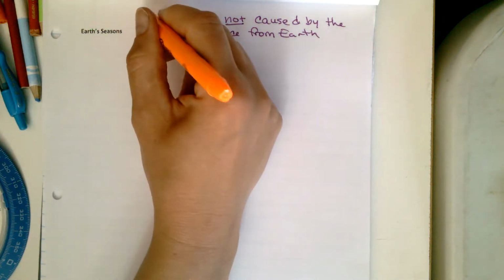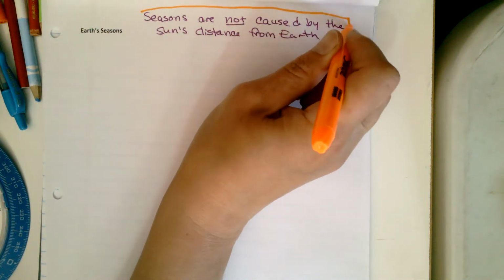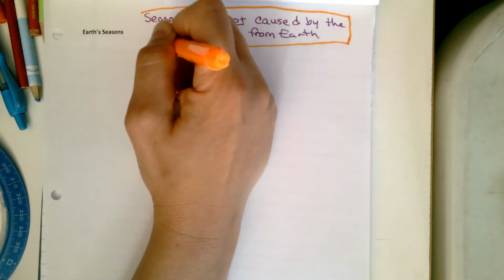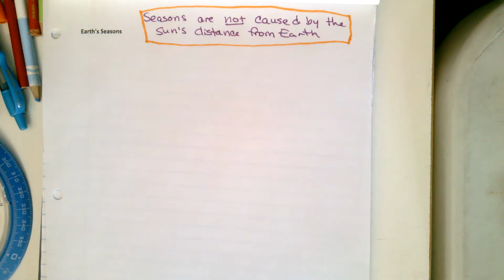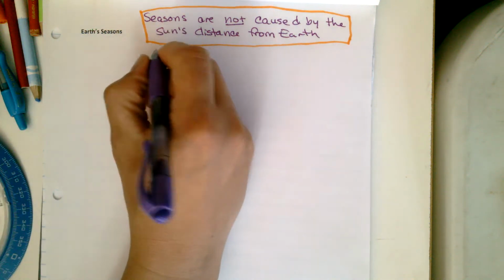In actuality, we are closest to the sun in January. So during northern winter, we are actually closest to the sun in January. What it is caused by is the angle of the sun.